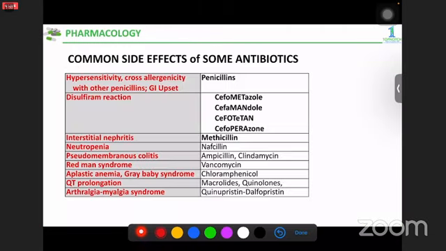Okay, now we proceed to your antibiotics. So gusto ko lang i-emphasize yung most common side effects. So for your penicillin, whatever the penicillin, sasagot nyo, hypersensitivity and GI upset. Again, hypersensitivity and GI upset. Yung disulfiram reaction, na-discuss ko na kanina, no?